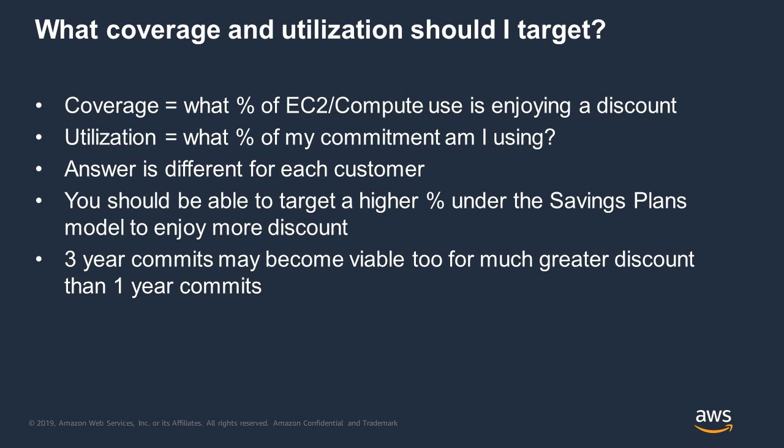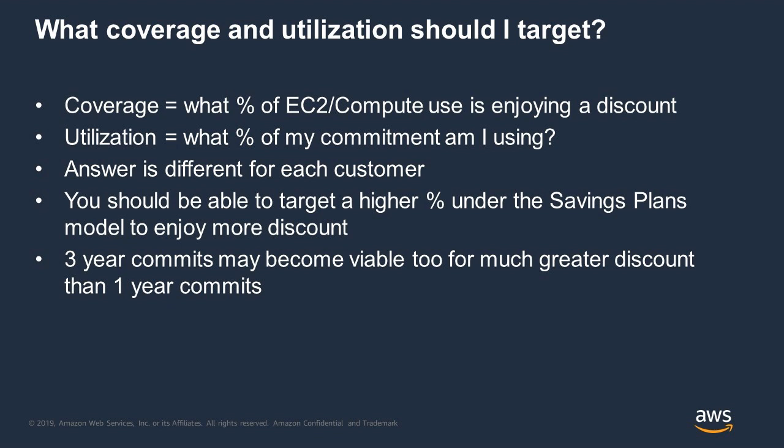3-year commits may become viable because of the higher discount than 1-year commits and because of the flexibility afforded under especially the compute savings plan. If you think about it in terms of asking yourself, am I going to spend this minimum amount on AWS for the next 1 year? Or am I going to spend this minimum amount on AWS for the next 3 years, and you don't expect yourself to go downwards, then it becomes safer to commit on savings plans because you're not picking in specific instance type, region, operating system, or even tenancy.